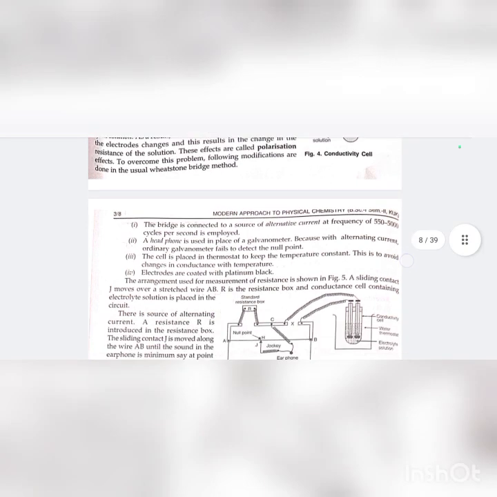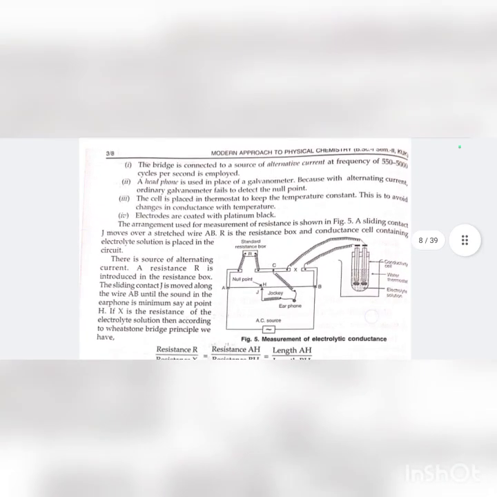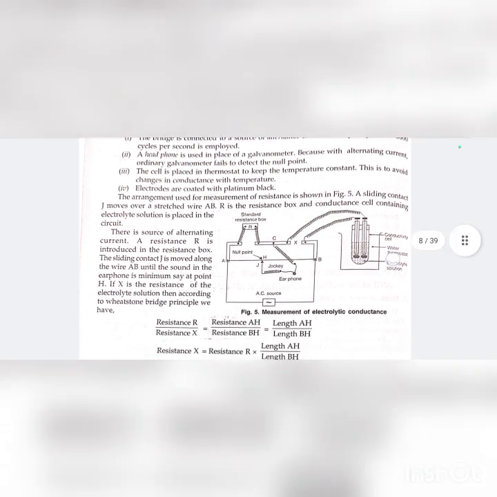To overcome this problem, the following modifications are done in the usual Wheatstone bridge method. First, the bridge is connected to a source of alternating current at a frequency of 550 to 5000 cycles per second. Second, a headphone is used in place of the galvanometer because with alternating current, an ordinary galvanometer fails to detect the null point. Third, the cell is placed in a thermostat to keep the temperature constant. This is to avoid change in conductance with temperature. Fourth, the electrodes are coated with platinum black.